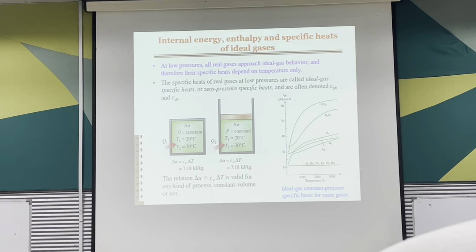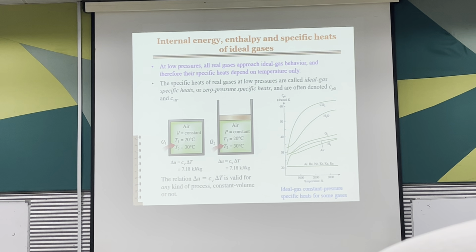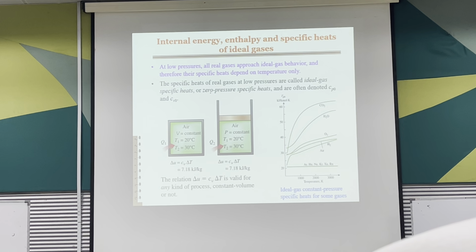Okay, so at low pressures, all real gases approach ideal gas behavior, and therefore their specific heats depend on temperature only. The specific heats of real gases at low pressures are called ideal gas specific heats or zero pressure specific heats, and are often denoted as Cp0 and Cv0. This one is just for your information, not too important. We rarely use this kind of thing.